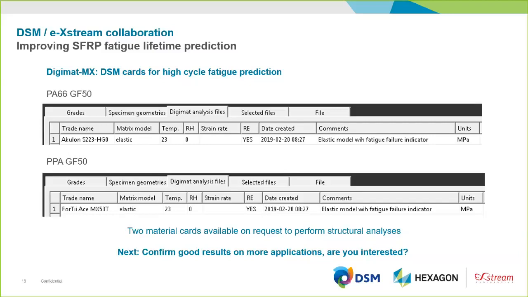Now, the next steps would be to extend this to more realistic conditions for the material in terms of temperature and relative humidities that are closer to the real applications. So that's definitely one of the focal points. And the other one is, of course, to confirm the good results on more applications. So we are running more tests on different applications internally and evaluating them together with e-Xstream. But also, if you have any important cases that you would like to consider at this point, we're open to discuss those types of collaborations.